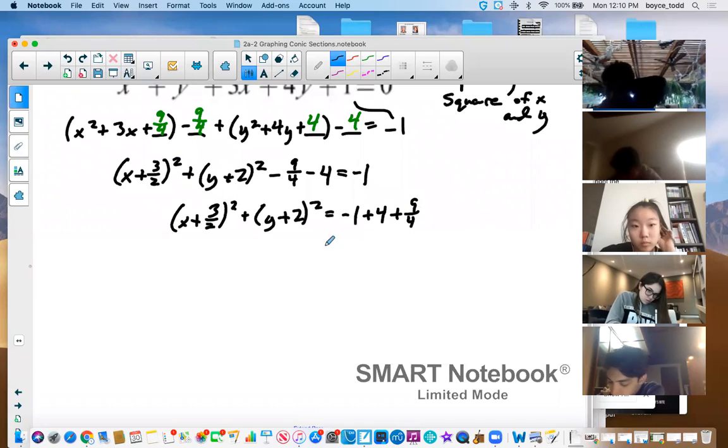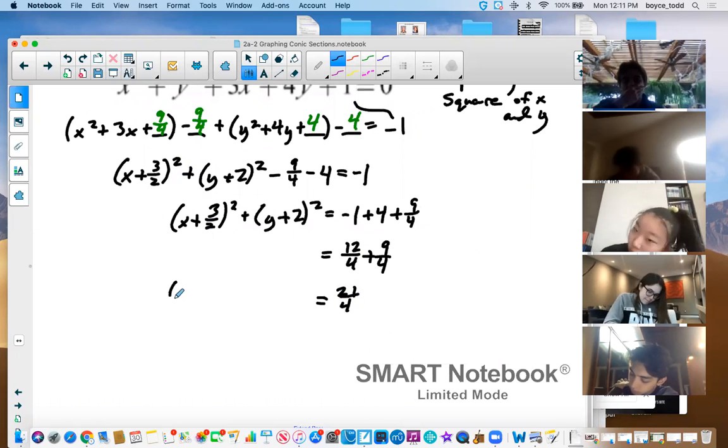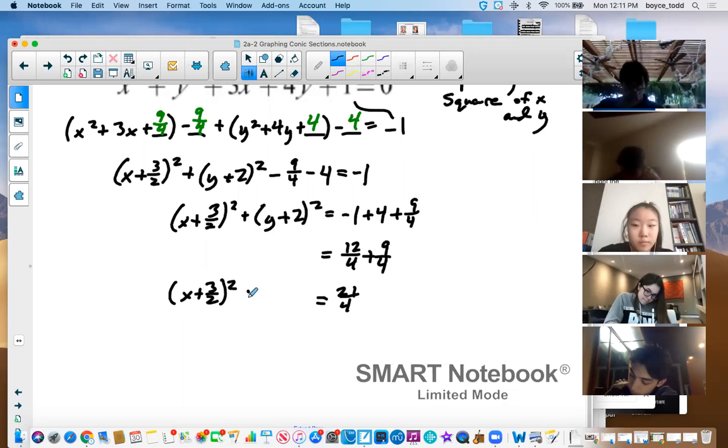All right, so this is just 3, which we could write as 12/4 plus 9/4. So that's going to be 21/4. Now remember, that's the radius squared. So one second, we're going to compile our information here.